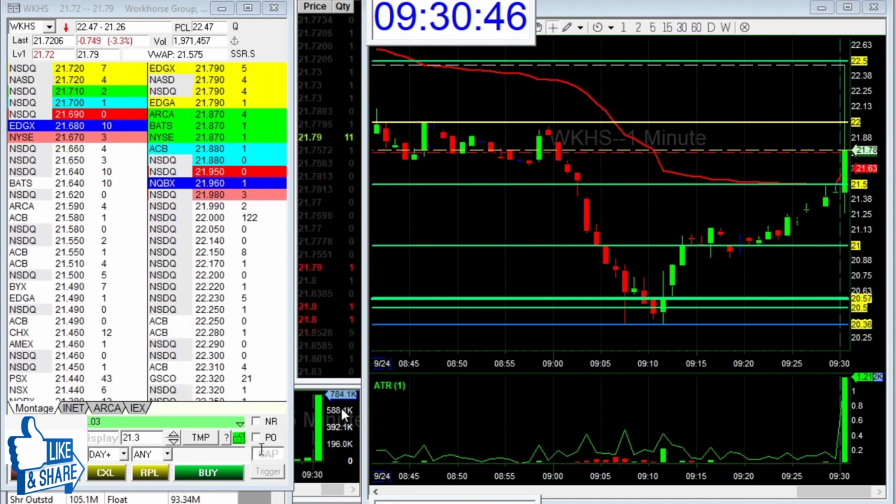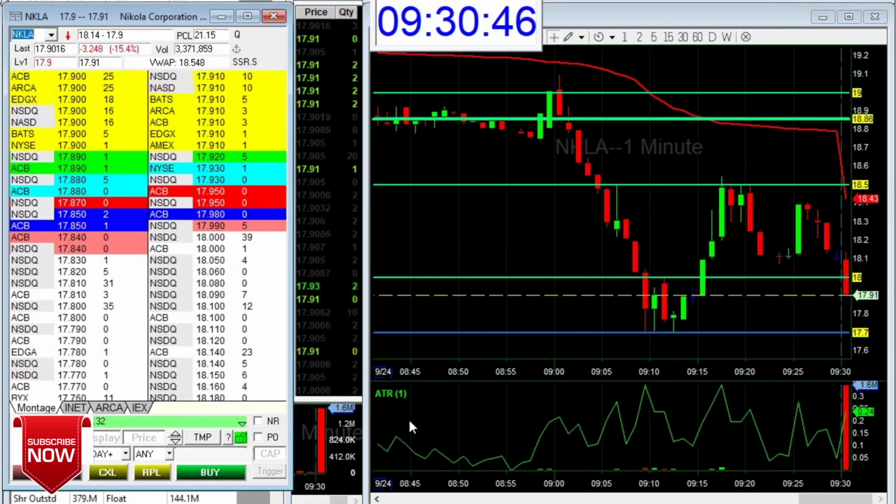As you can see here, Workhorse is about 780,000 volume, and it moved about $1.20. So I didn't trade that because Workhorse has about $3 on a daily ATR, so it moved about half of it. That's why I didn't really want to trade it.